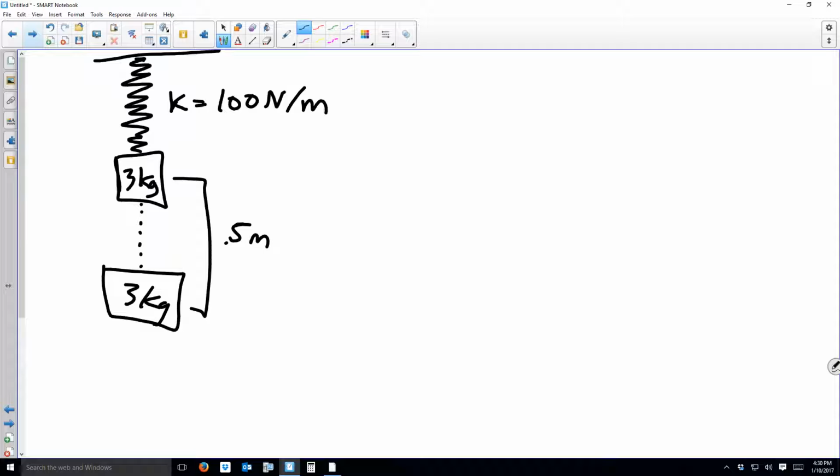Our first question is going to be, what is the total mechanical energy? That is really what we're looking for. That lets us solve any other problem.